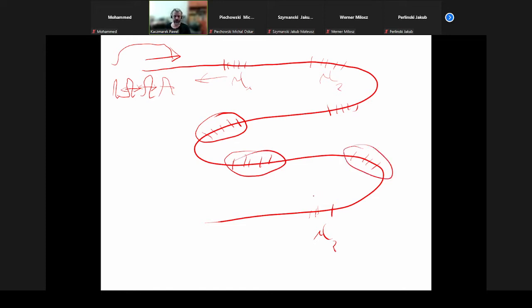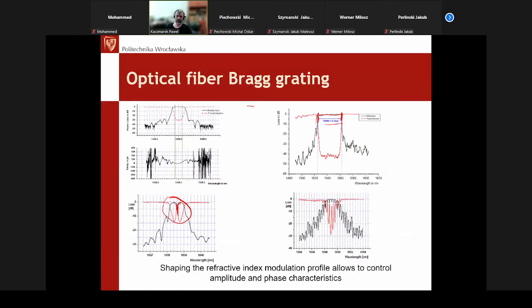So we can use Bragg gratings as sensors, and we can build, using only one single fiber with these Bragg gratings on it, a distributed sensor of different parameters, temperature and strain. These are the most commonly used parameters measured by Bragg gratings. So it is quite a useful tool not only for telecommunication but also for some sensing applications.